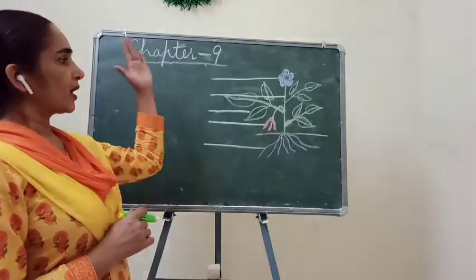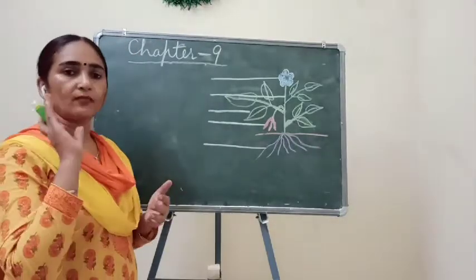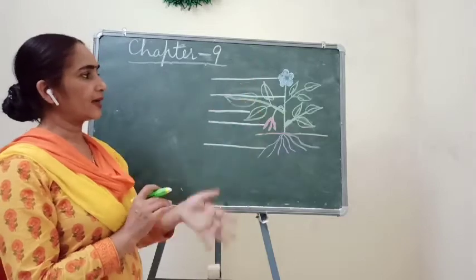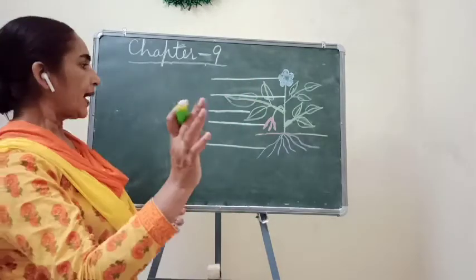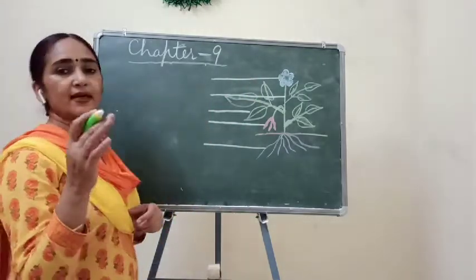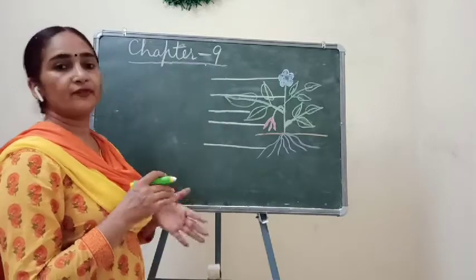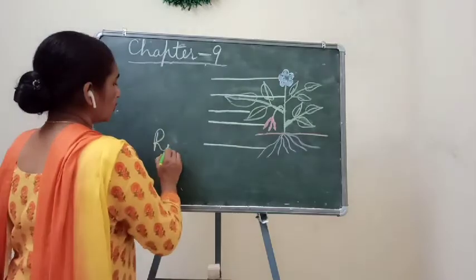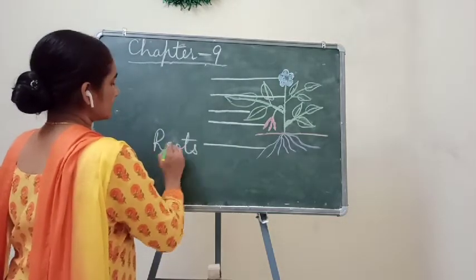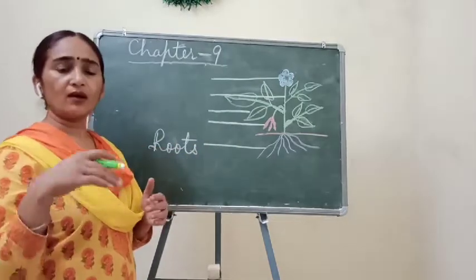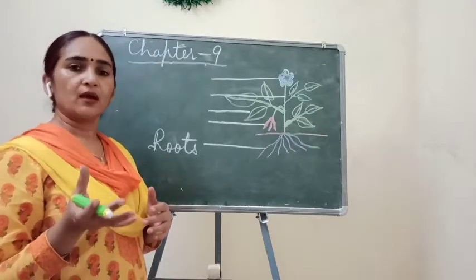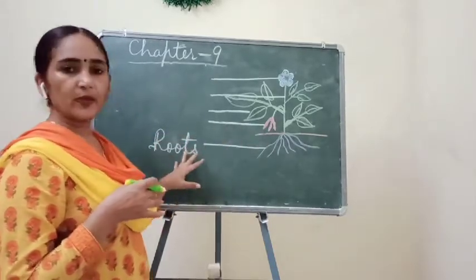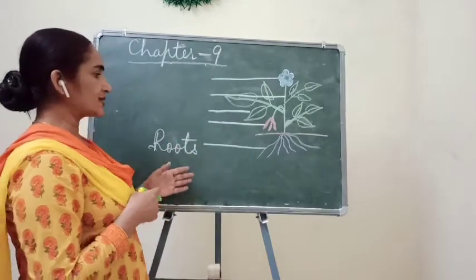And other than this, about different parts of the plant, like here I have drawn the diagram, and we are studying one by one different parts of the plant. So roots, their functions and their modifications, and their types, I have explained to you in the previous classes.